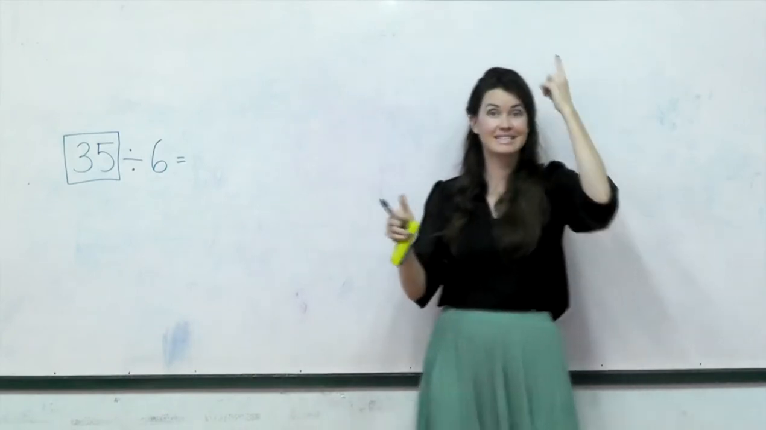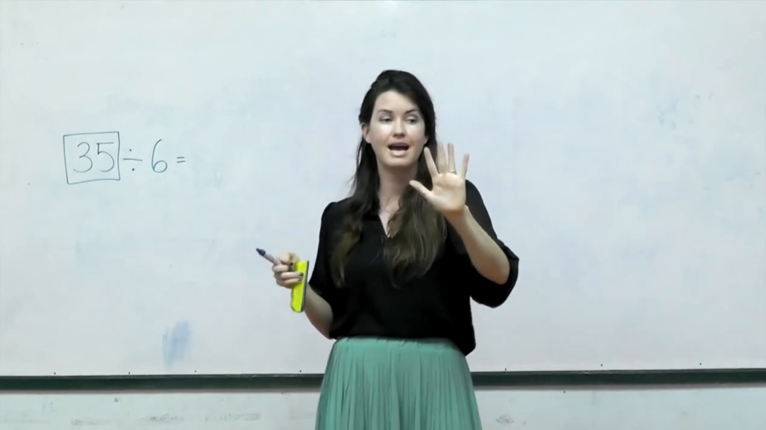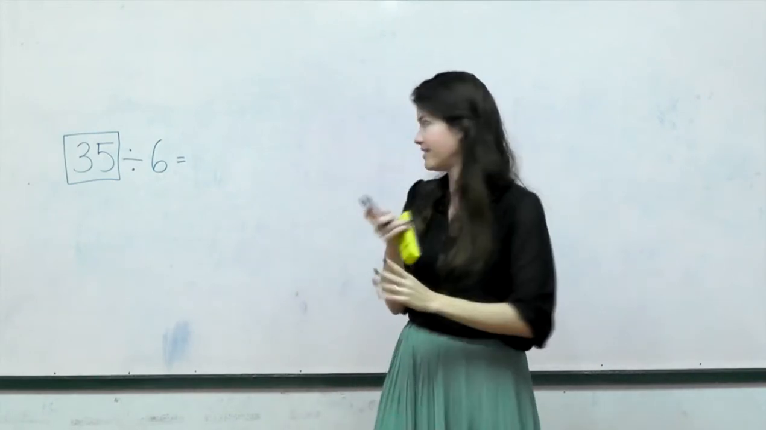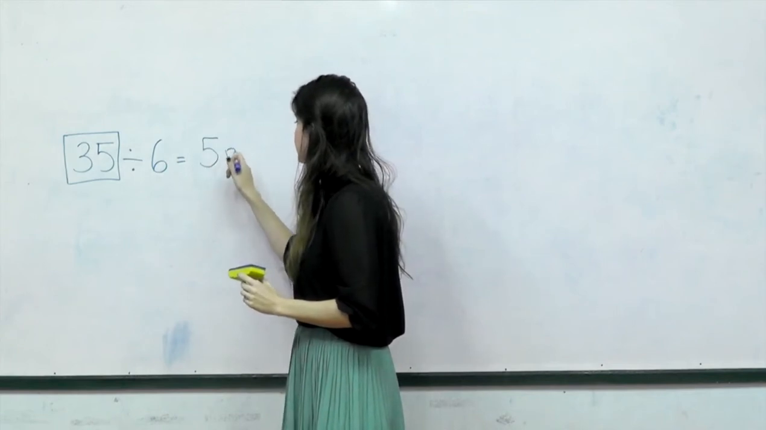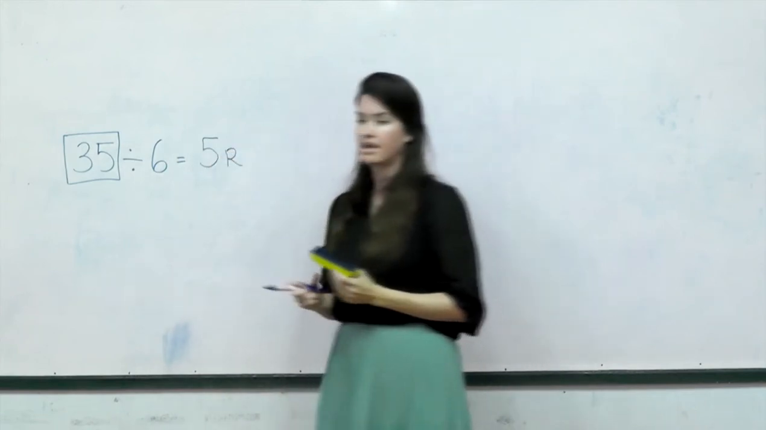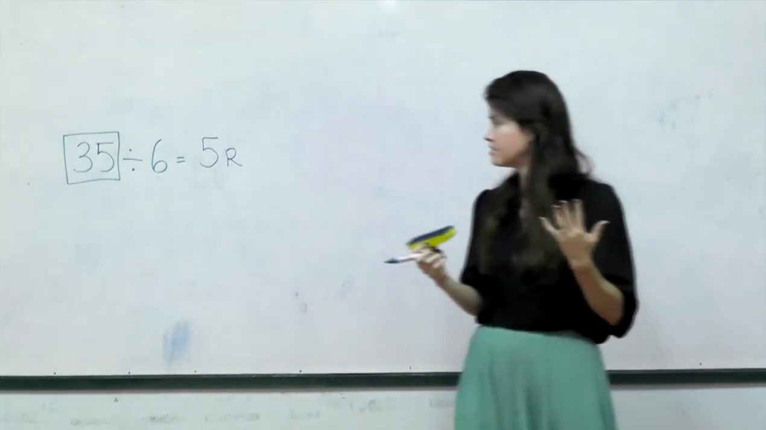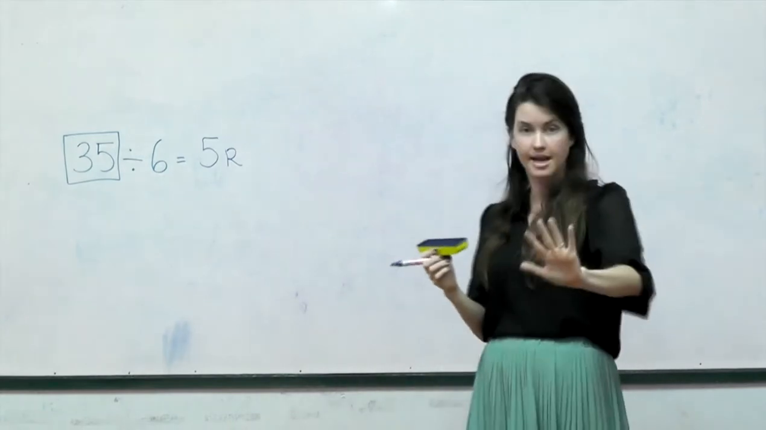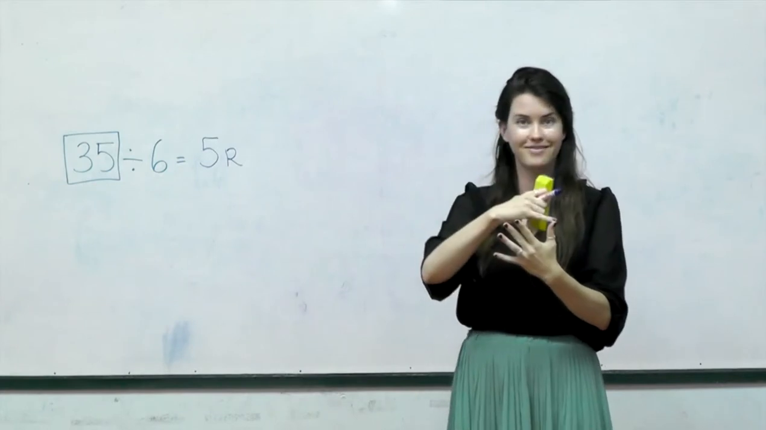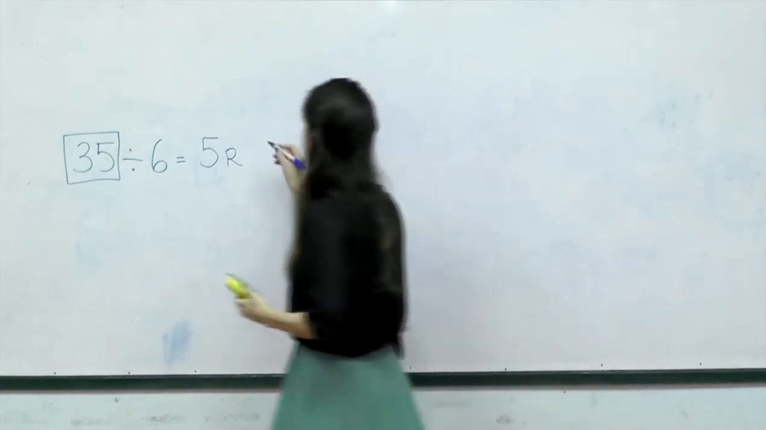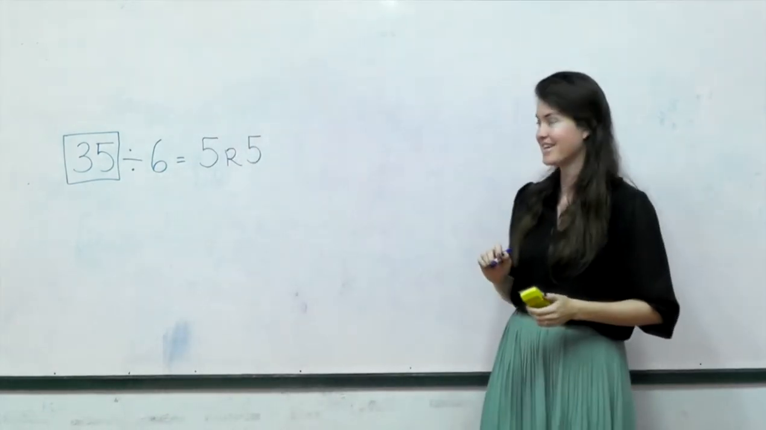12, 18, 24, 30, 36. Yeah, 36 is too high, so we're gonna go back to 30. And we stopped at how many? Five. Why is it 5? We stopped at 30, so we have 31, 32, 33, 34, 35. You're right, friends. It's 5 R 5. Very nice work.